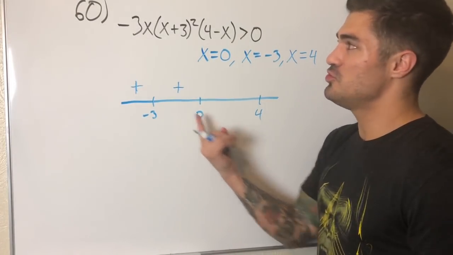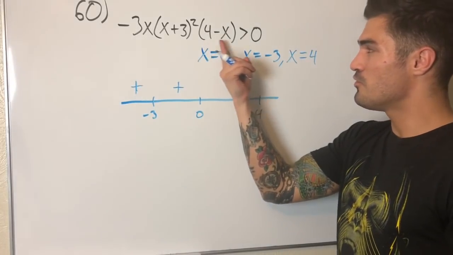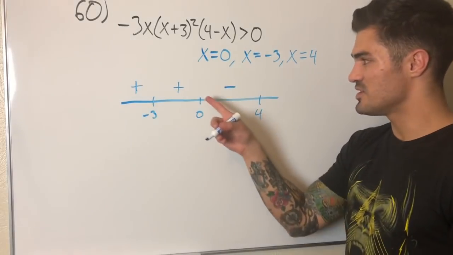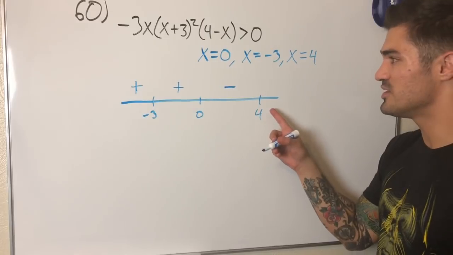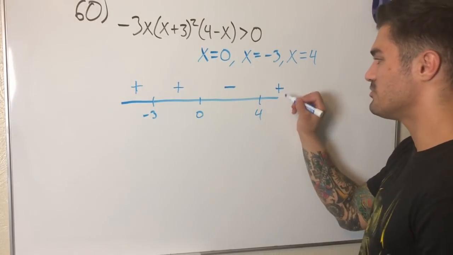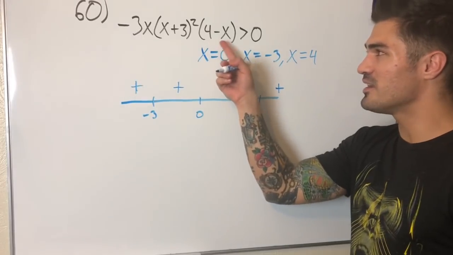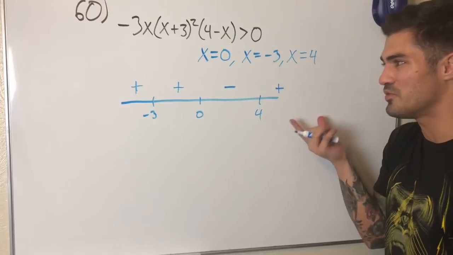Let me test like 2. So I get, this is a negative. -3 times 2, that's a negative. 4 minus 2, that's a positive. So I get a negative here, which makes sense because here I have an odd multiplicity, and I have an odd multiplicity with this as well. So I can guess that this is going to be positive, but I'll double check. I'll plug in 5. I get a negative here, and I get a negative here that becomes a positive. So I've confirmed my suspicion that this interval is positive.